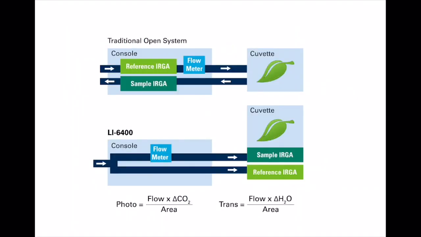So if we return to actually how we do this in the instrument, it may be easiest to think of a traditional open system where we bring air in from the room, we measure the CO2 and water vapor concentration in that air, we measure the flow rate, and then we move that air into and out of a cuvette, and then back through another analyzer to measure the CO2 and water vapor concentration. And then we return that air to the room. So it is a flow-through system. We have air entering and leaving.